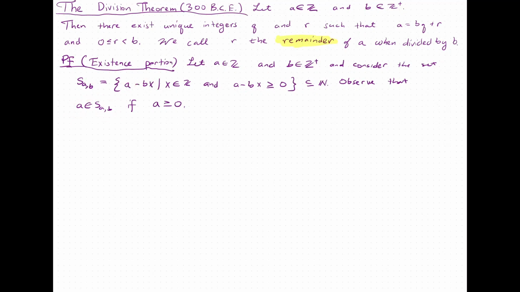So what if a were negative? If a were negative, we need to establish that there is a non-negative element in this set. But we just want to show it's non-empty, so we just need to show the existence of one. That's all we need to do. So one option is to take a, but specifically a minus 2ab.